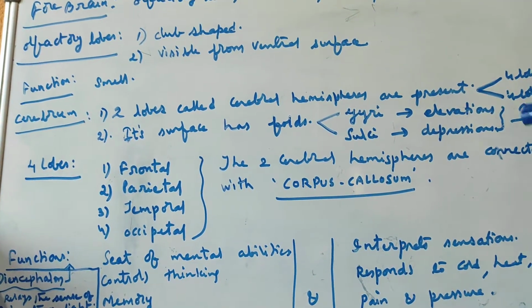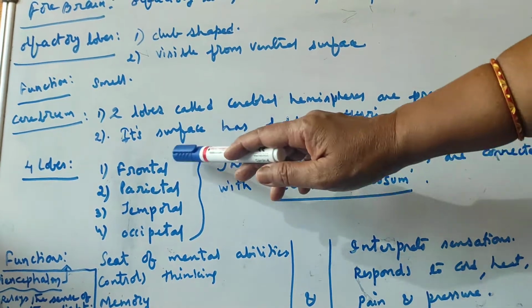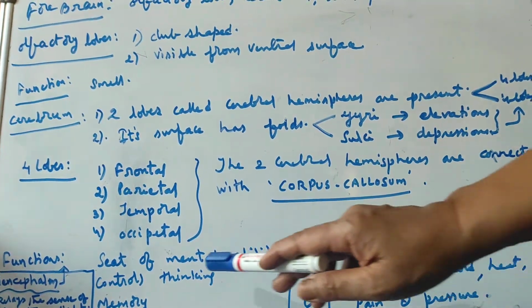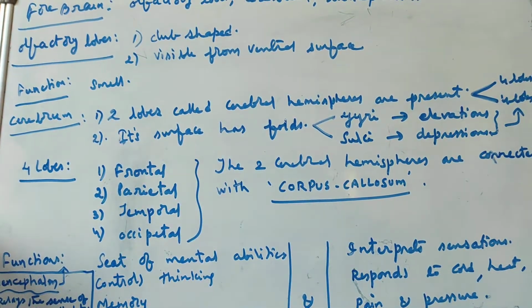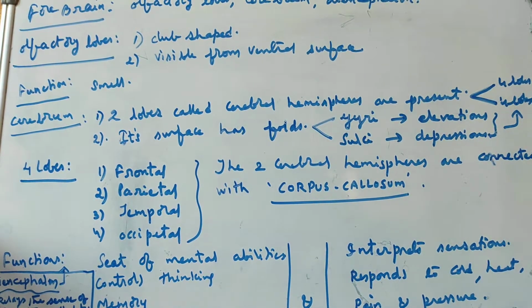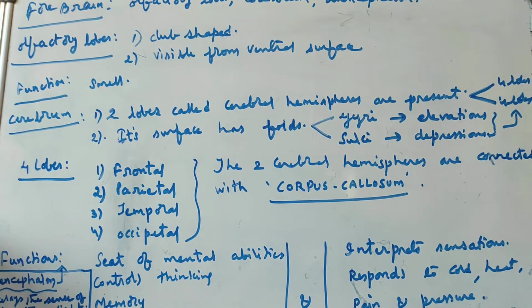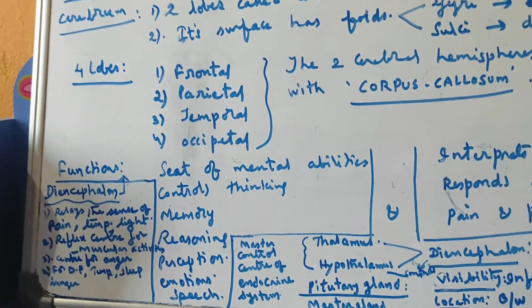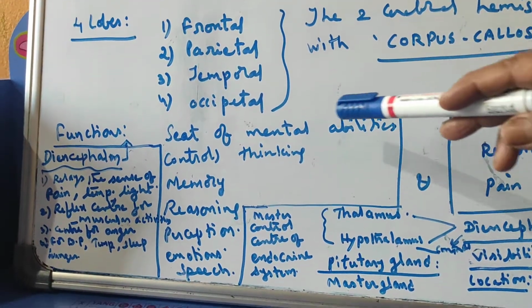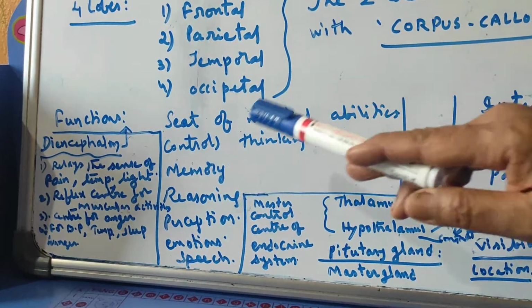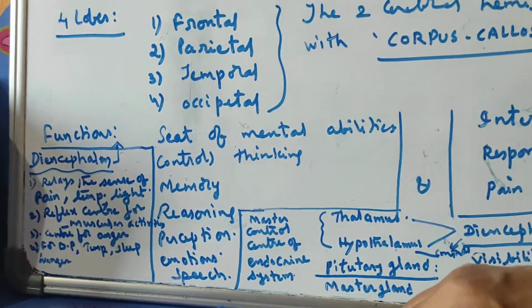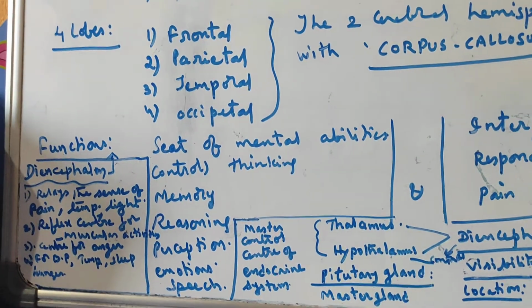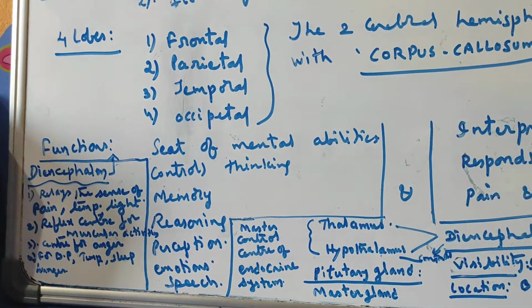Now, these are the four lobes, which we already discussed. Then the functions of these four lobes, let us see now. What is the function of the olfactory lobes, cerebrum and diencephalon? Now the functions: seat of mental abilities. This area is the seat for mental abilities. It controls thinking, memory, reasoning, perception, emotions and speech. All these will be controlled.